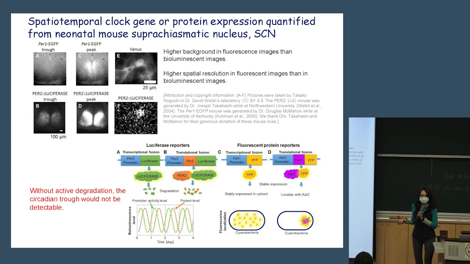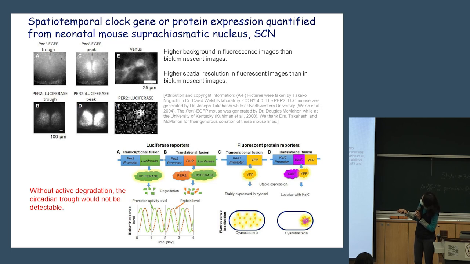Now what are we going to do with that? We put that into animals. We put that into cells. So here shows the brain section, okay, of a little mouse. One has the GFP, 荧光, one has luciferase, 那个冷光. So you can see that during the nighttime and the daytime, this PER protein is expressed at different levels.